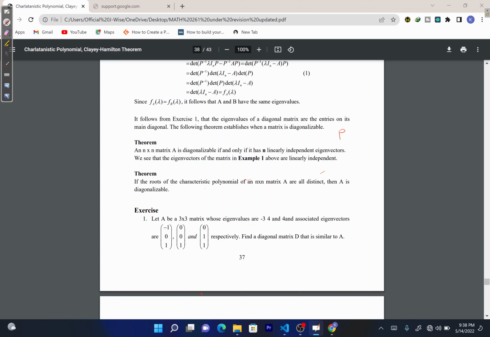So the roots of the characteristic polynomial are the same as the eigenvalues. After you have used the relation, the determinant of A minus lambda I equals 0, the values of lambda are the eigenvalues, which is the same as the roots of the characteristic polynomial. So if the eigenvalues of an n by n matrix are all distinct, then A is what? Diagonalizable. Okay.